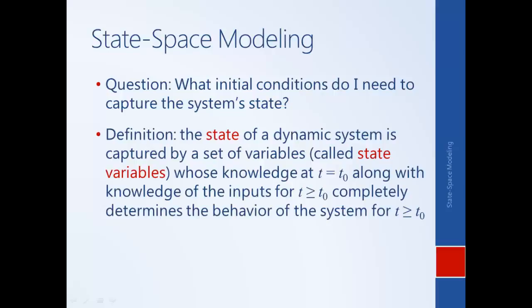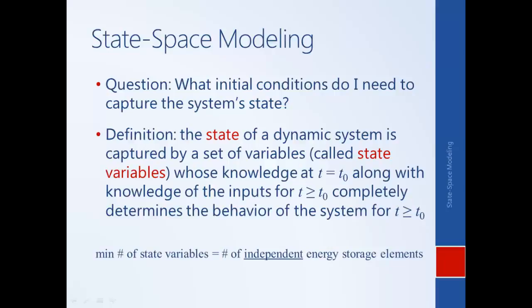And so with that in mind, we're going to define some terms. We're going to define the state of a dynamic system as being captured by a set of variables. And if we know the values of these variables, then we know the state of the system. And if we know the state of the system at a current instant of time, then knowledge of future inputs will completely allow us to determine the behavior of the system. So the capturing of the state captures everything that happened in the past, and therefore knowledge of the inputs allows us to predict what's going to happen in the future.